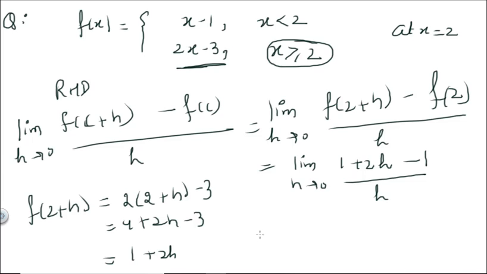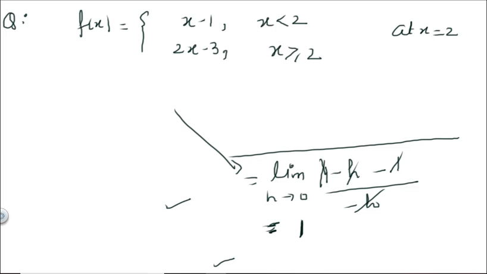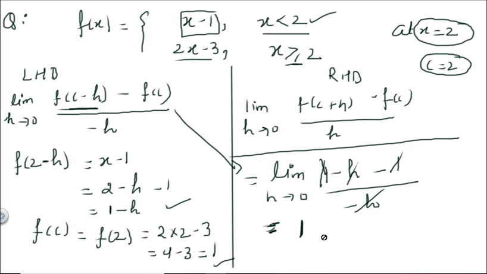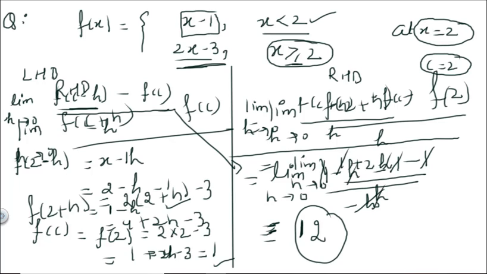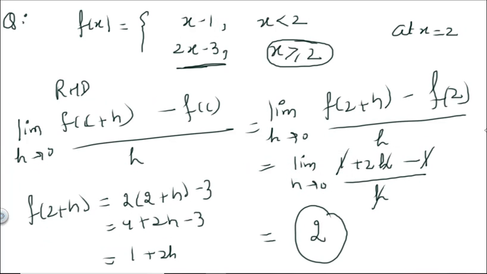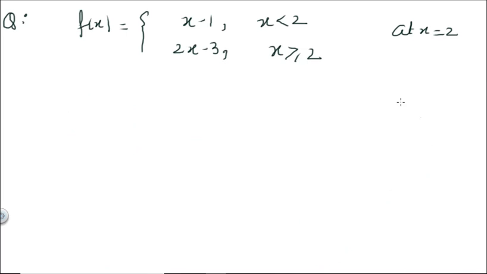Divided by h. Now 1 and 1 get cancelled, 2h upon h, and h will cancel. You are getting the answer as 2. In RHD you are getting 2 as the answer. In LHD we were getting 1 as the answer, as you can see. So LHD and RHD here are not equal. So in the next sheet I am just writing how you have to write. You will write as LHD not equal to RHD, hence the function is not differentiable. That's all you have to do for differentiability. So learn the formula for LHD and RHD and you are all good to go with the questions.